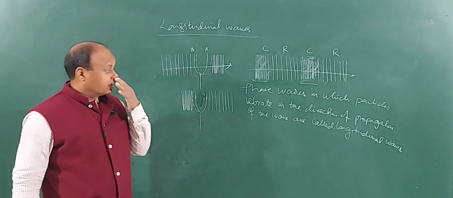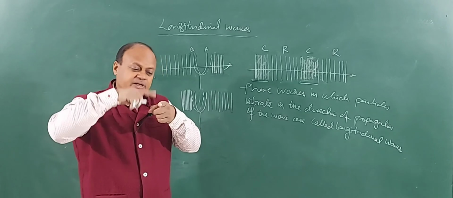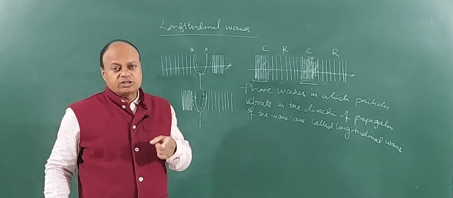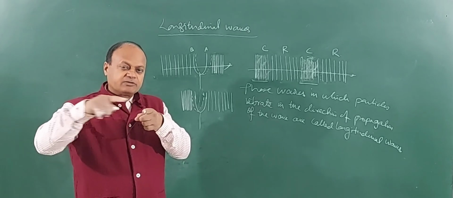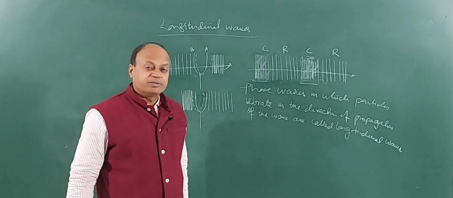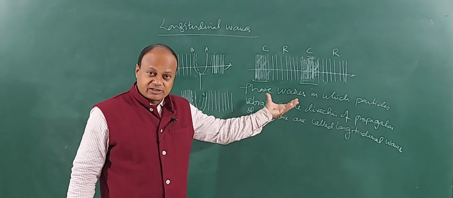Clear? So what do you observe? In case of a transverse wave, the wave is traveling like this, and the medium particles are vibrating perpendicular. Whereas in case of a longitudinal wave, the medium particles are vibrating in the direction of the wave. Okay? So we have shown the meaning of compression and rarefactions.